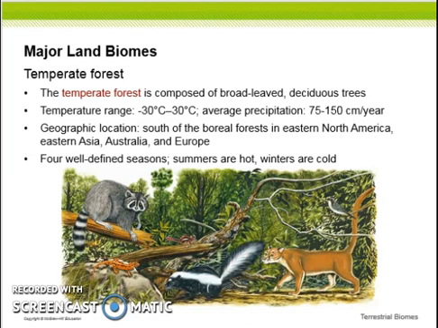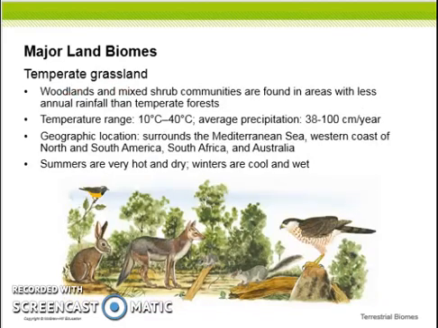Temperate forest. The temperate forest is composed of broad-leaved deciduous trees. The temperature range -30 degrees Celsius to 30 degrees Celsius. Average precipitation 75 to 150 centimeters per year. Geographic location south of the boreal forests in eastern North America, eastern Asia, Australia, and Europe. 4 well-defined seasons. Summers are hot. Winters are cold.